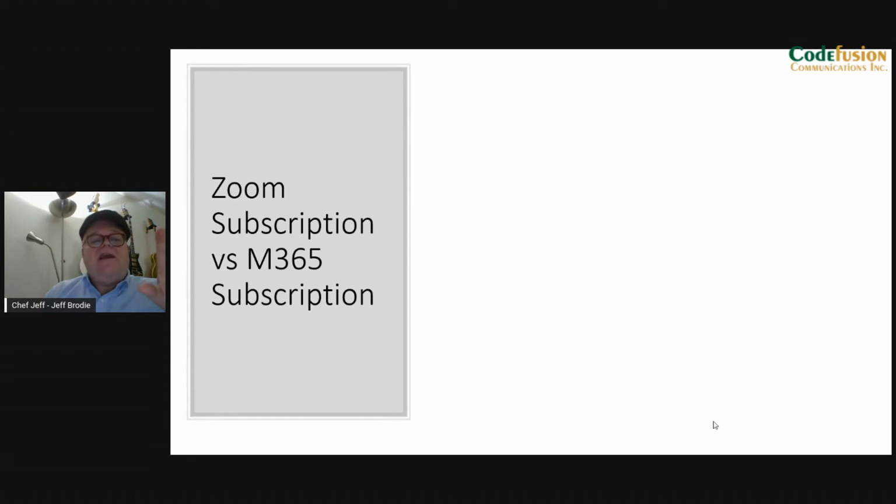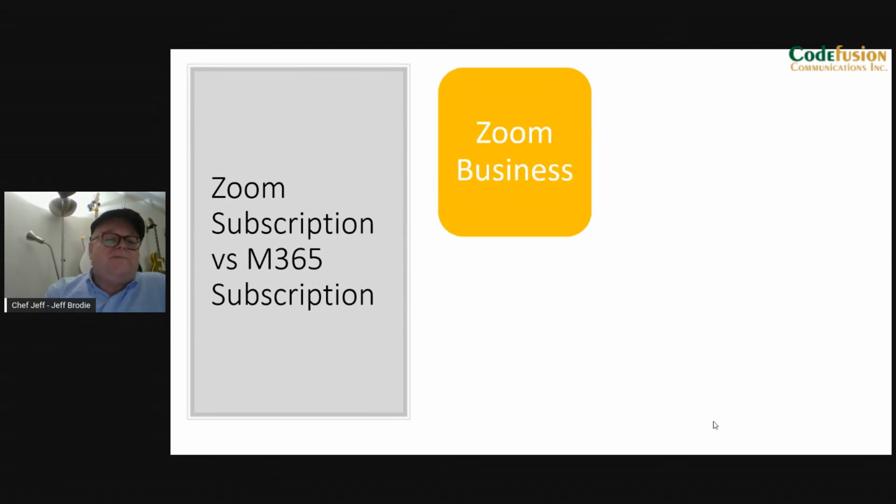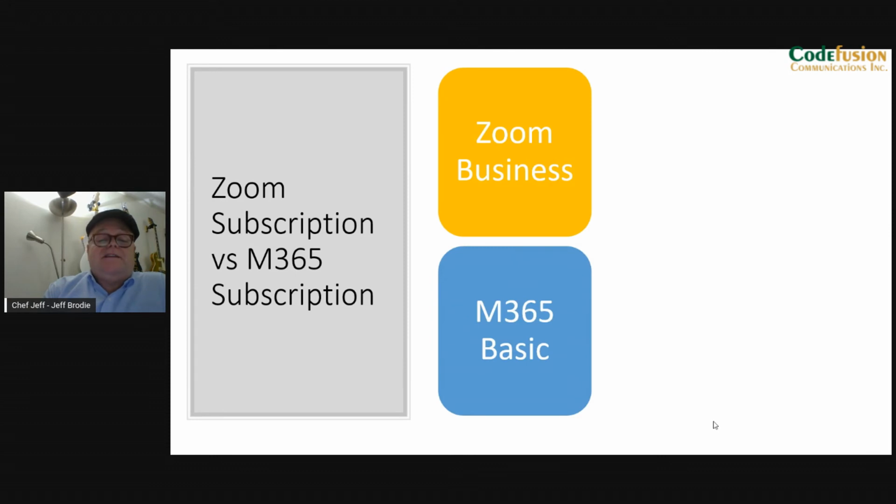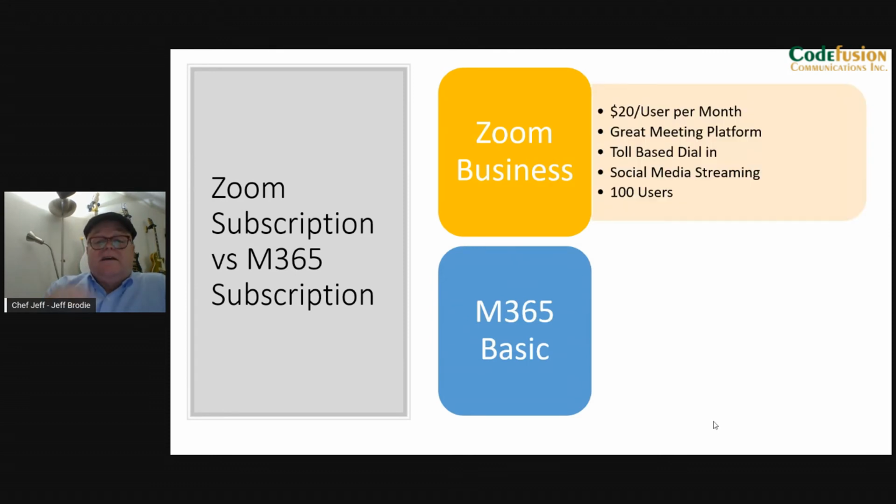I just want to compare a basic Zoom subscription to a basic Microsoft 365 subscription: Zoom for Business and Microsoft 365 Basic for Business. So Zoom for Business is about $20 per user per month Canadian. It's got some cool things. It's a great meeting platform. You can have up to 100 users in your meeting. We know it performs well. We know the voice and everything is rock solid. It gives you toll-based dial-in, and it also gives you the ability to stream to social media sites. I think that's really powerful, and it's a great tool.